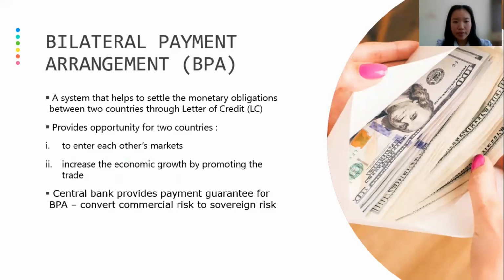Next is the bilateral payment arrangement, BPA. Basically, BPA uses the letter of credit to help in solving the money obligations between two countries. It provides opportunity for the countries to enter each other's market, and this will directly increase economic growth by promoting the trade between two countries. The Central Bank provides payment guarantee for BPA as they want to convert the commercial risk into sovereign risk.